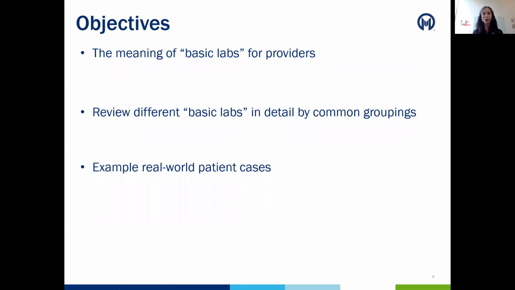Today, I'll go over what exactly basic labs typically mean for providers, and I'll go through systematically by organ system what each lab is looking at. Since we only have so much time for this talk, I'll focus on more detailed explanations of the most common labs we order and what abnormal results may potentially mean for those specific tests. And then I'll go over a few example patient cases that I've personally seen where screening labs or quote unquote basic labs really did make a difference for their case.